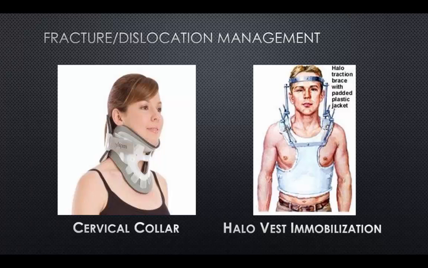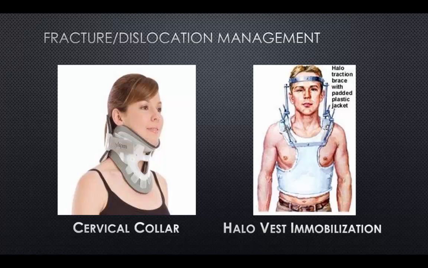Common fracture and dislocation management includes substantial bracing. The picture on the left is of a hard cervical collar, which minimizes neck movement and allows tissue to heal. When a brace is not sufficient enough to reduce movement, a halo vest immobilizer may be used. Halo immobilizations are commonly used for unstable fractures.